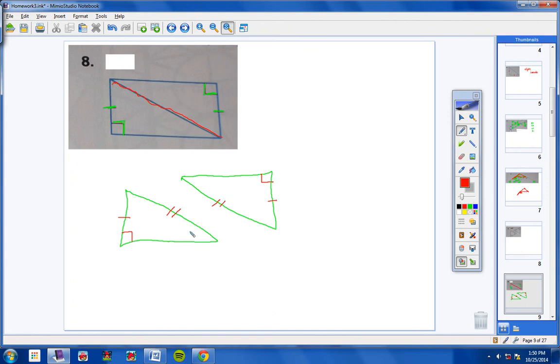Now, it looks like, now watch, it looks like you have side, side, angle, congruent to side, side, angle, which is not allowed. You're not allowed to use this. However, when dealing with right triangles, you are allowed to use, remember, hypotenuse, leg. So I have a hypotenuse and a leg congruent to a hypotenuse and a leg. So the reason would be these two triangles are congruent because of hypotenuse, leg. Okay? All right, number 9.